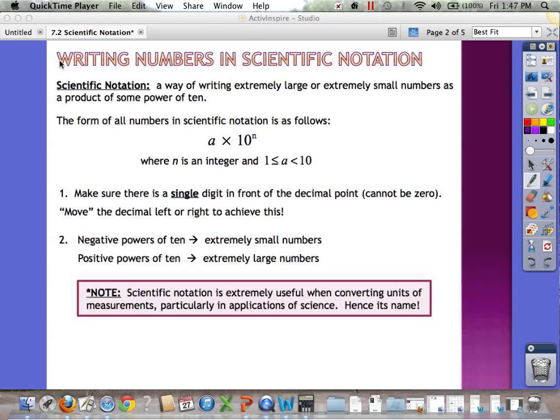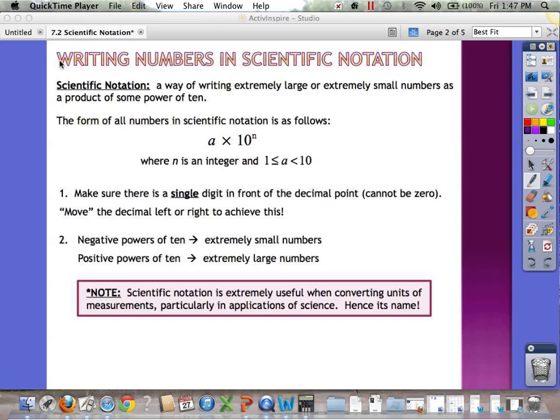is an integer, and a has to be greater than or equal to 1, but less than 10. Make sure that there is a single digit in front of the decimal point. It cannot be 0. And then we must move the decimal left or right in order to achieve that. And you'll see what we're talking about.